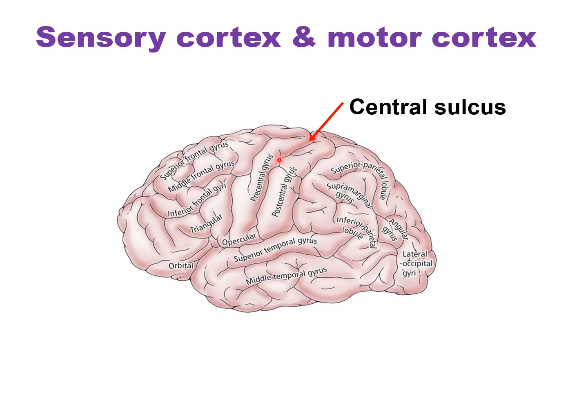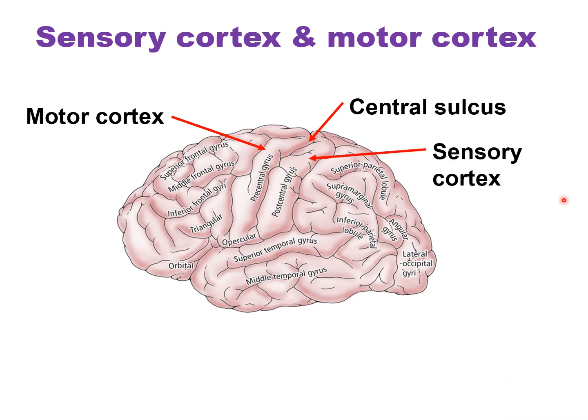In front of the central sulcus is the precentral gyrus, and that is the motor cortex, or if we take the section of the brain at this, we will see the motor neurons, and this controls the motor activities of our body. Just behind the central sulcus is the sensory cortex. The general sensations from the body, pain, touch, temperature, are relayed here.